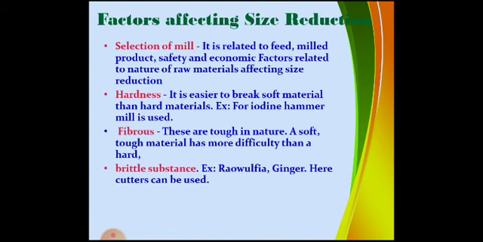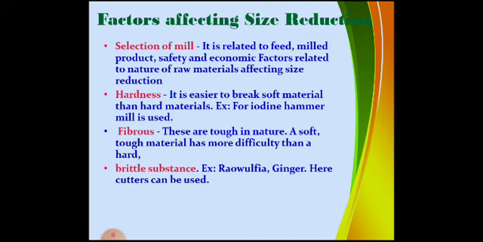There are certain factors which affect size reduction. The first one is selection of the mill, related to feed, mill product, safety and economics. Then the factors related to the nature of the raw material. Hardness: it is easier to break a soft material than a hard material. For example, hammer mills are used for such materials, whereas fibrous materials are tough in nature. A soft, tough material is more difficult to reduce than a hard, brittle substance.